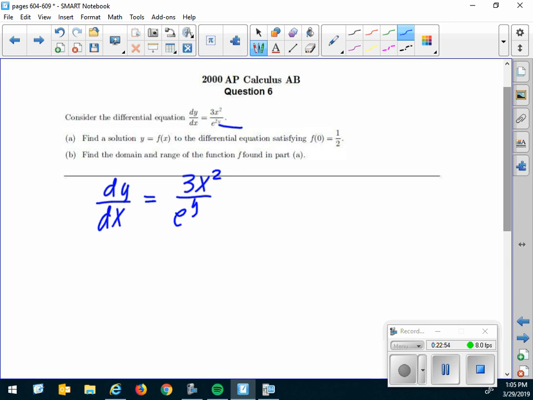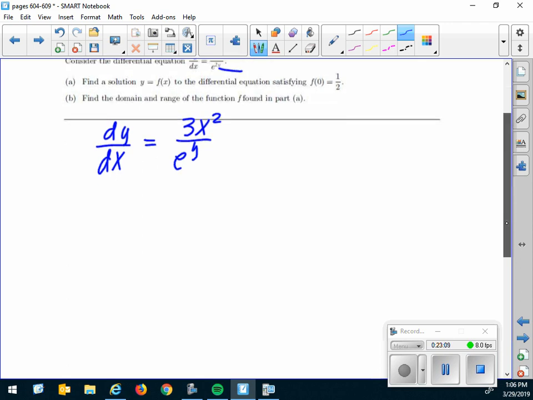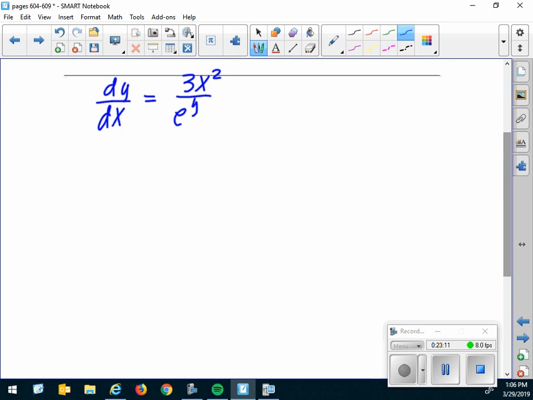Okay. Now, you'll notice this was from the year 2000, but that was a long time ago, like the year you were born. Gosh. But the AP Calculus exam has been around since the 1950s. Okay. Here we go, but maybe longer than that.